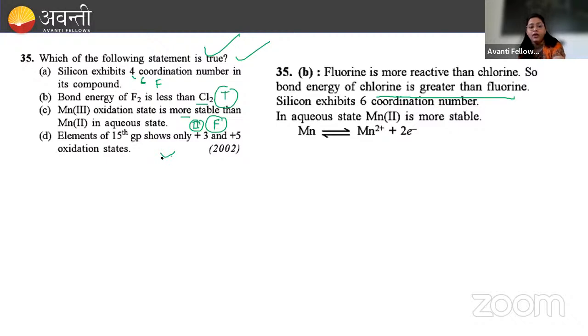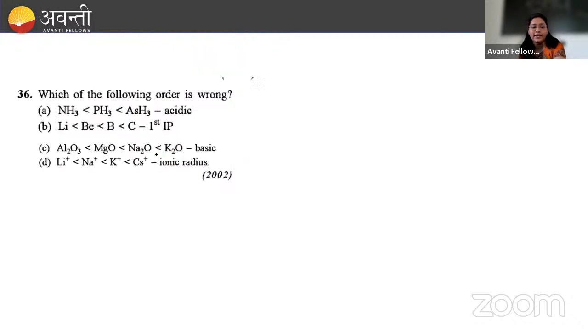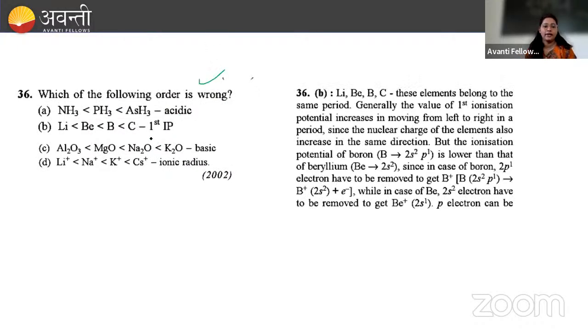Next, which of the following orders is wrong? Acidic, first ionization potential, basic and ionic radius. So here which one is wrong? Second. Lithium, beryllium, boron, carbon, these elements are in the same period, right? They are present in the same period.